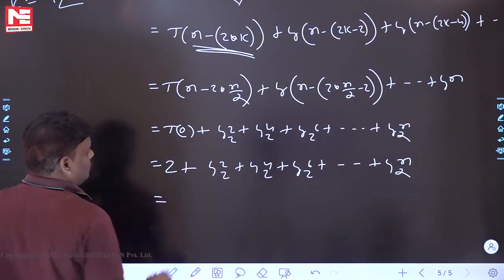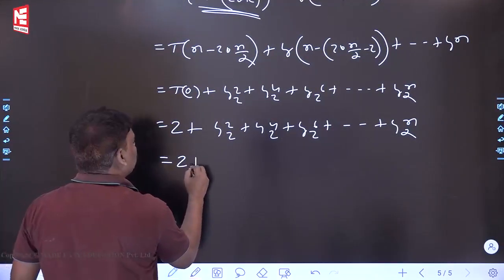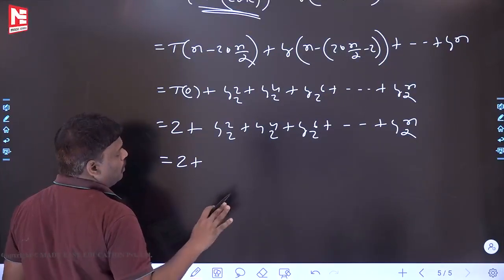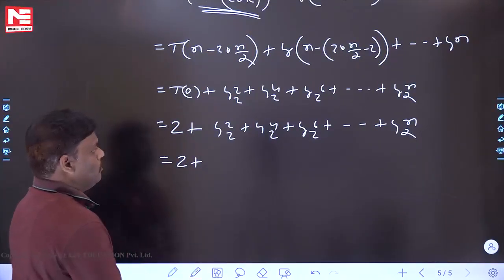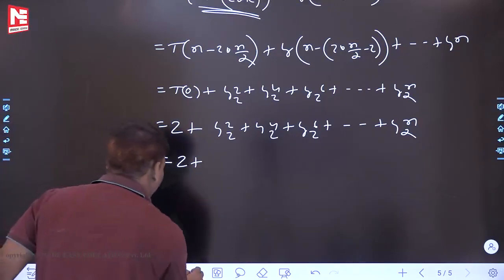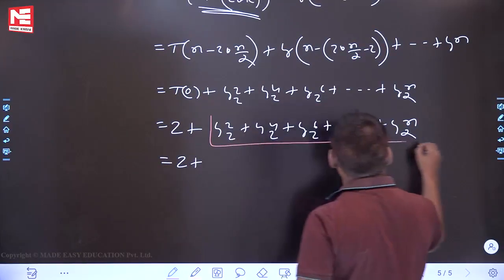Let's go to the next one. Can you help me? 2 plus log 2 base 2, log 4 base 2, log 6 base 2 and so on, log n base 2. How to solve this problem? In this problem, our goal is how to solve this series. Can you read the series? Log 2 base 2. How to solve this series? That is our goal. In every problem, one series will come.